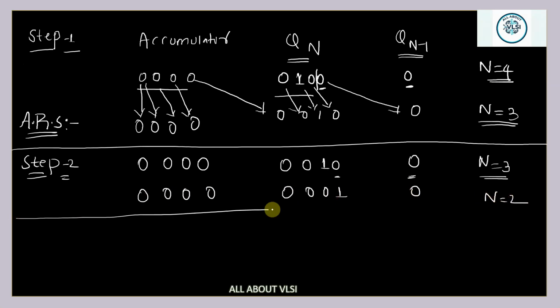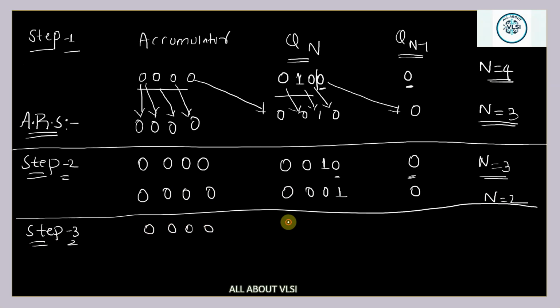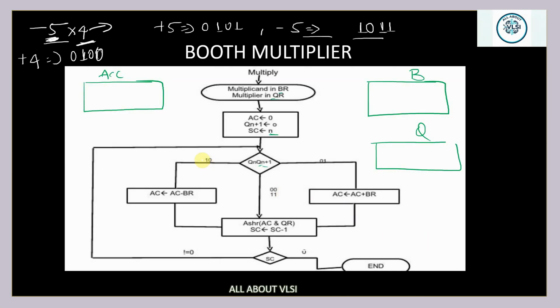Okay. Now, since the n value is not equal to 0, we can go to step number 3 and perform the process again. In step number 3, my accumulator value is 0, 0, 0, 0 and my Qn value is 0, 0, 0, 1. The LSB is 1 and Qn minus 1 is 0, which is 1, 0. If we have 1, 0, then what we should do is subtract the BR register from the accumulator.